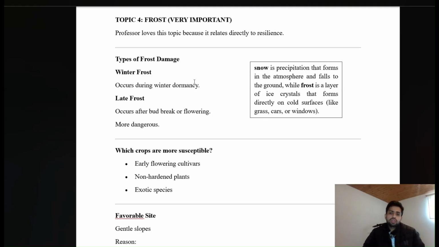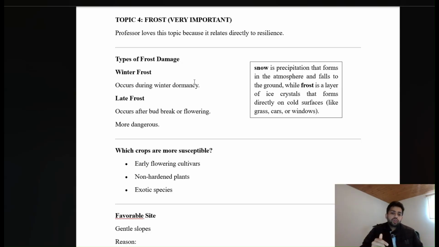Before that, for those who don't know about frost: snow is precipitation that forms in the atmosphere and falls to the ground, while frost is a layer of ice crystals that forms directly on a cold surface like grass, cars, and windows. So this is quite a difference between snow and frost. Frost is not snow. There are two types of frost damage which can occur to the crop.